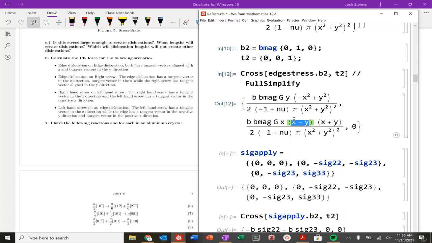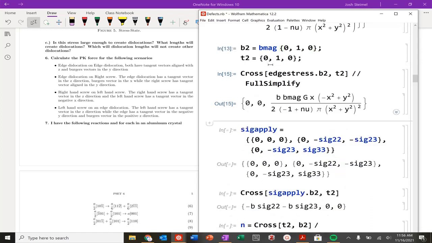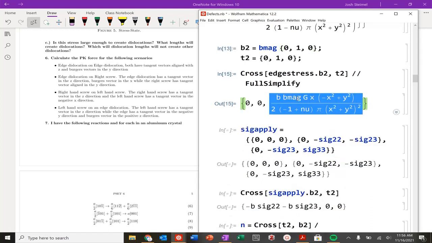Fantastic. Edge dislocation, so still my edge stress on a right screw. The edge dislocation has a tangent vector Z and a Burgers vector in the X, while the right screw has a tangent vector aligned in the Y direction. If it's a right screw, I also know that it must be parallel, so I could calculate that. And you see I only have a stress component in the 3 or the Z direction. Excellent. Right hand screw on left hand screw.